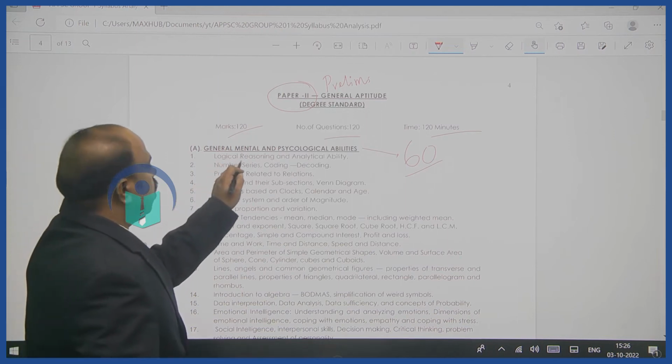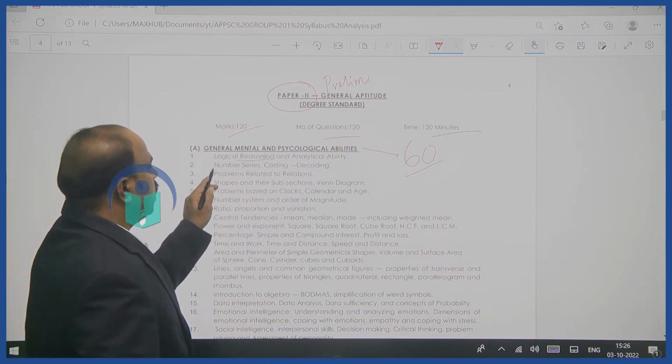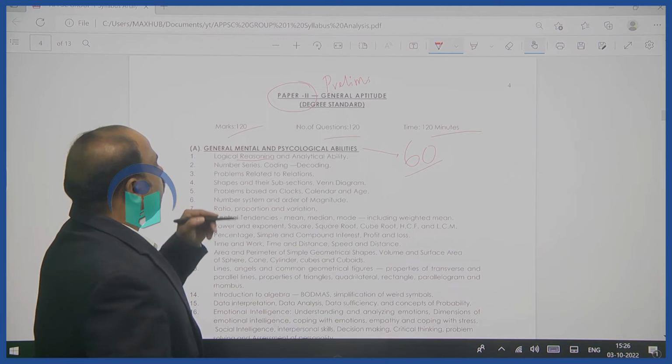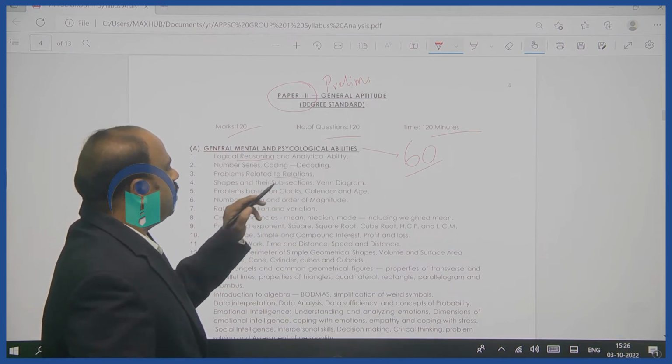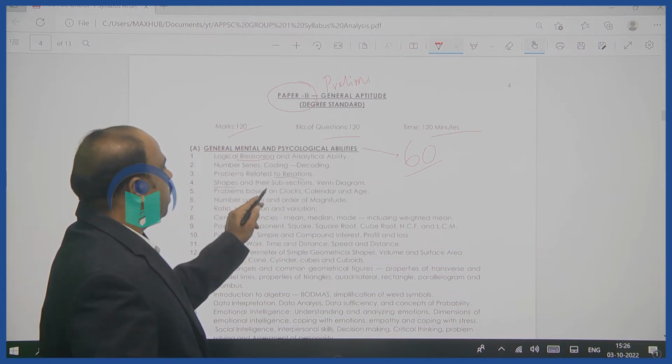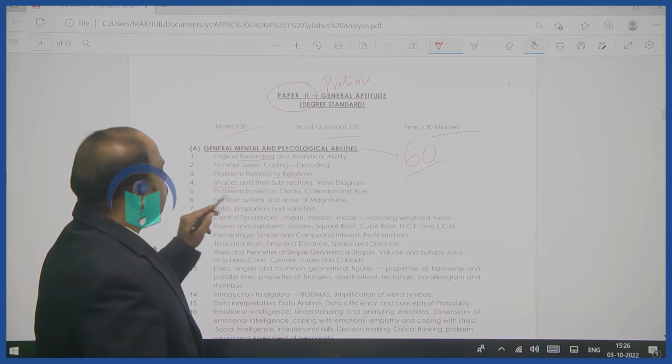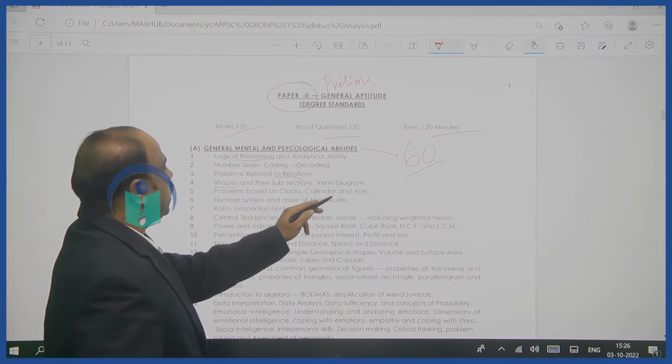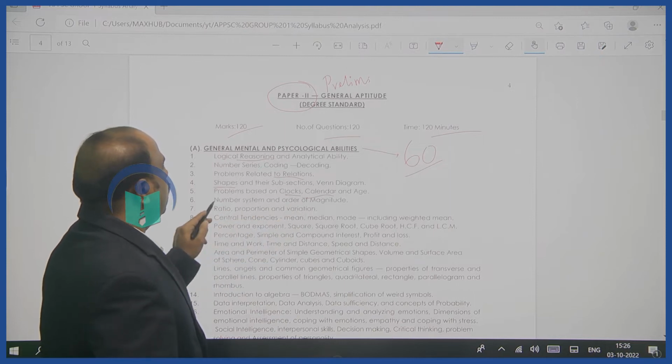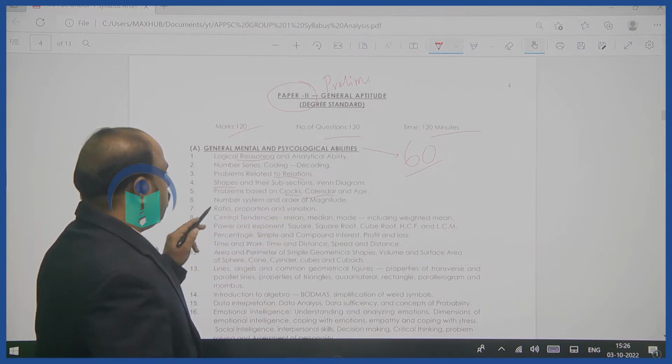This is from reasoning, logical reasoning and analytical abilities. Next is coding, decoding, problems related to relations, that is blood relations, shapes, subsections, Venn diagrams, problems based on clocks, calendars, ages, etc. The next, number system and order of magnitude.